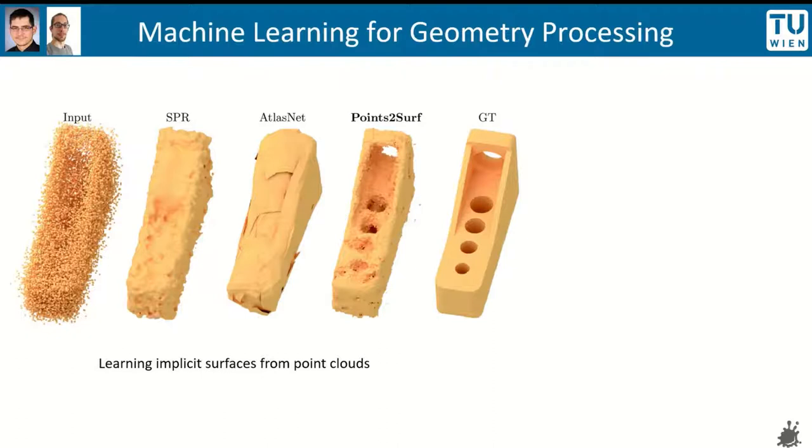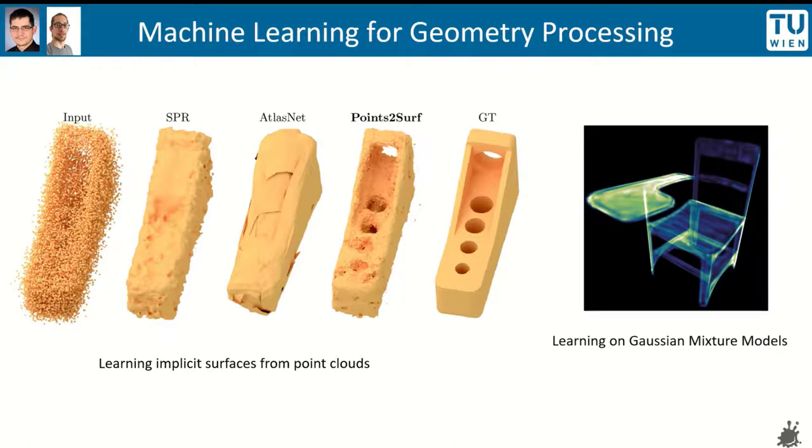Finally, we are also exploring machine learning methods for geometry processing, for example a surface reconstruction algorithm that surpasses screened Poisson reconstruction, and Gaussian mixture models as a new basis for CNNs.